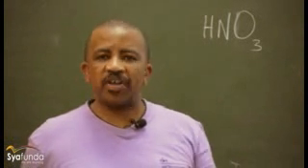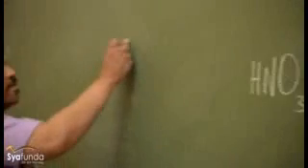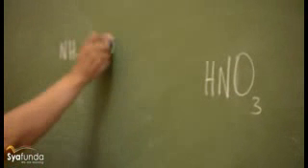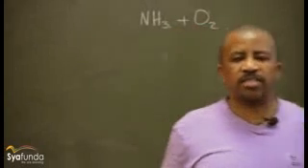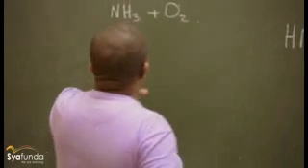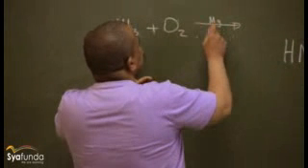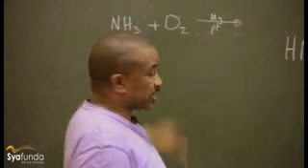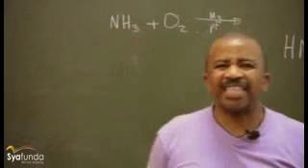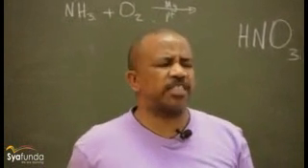Now, first step: oxidize ammonia by reacting it with oxygen. Then they use a catalyst, manganese or platinum. Now, a problem with this reaction is that it's exothermic. It releases a lot of energy.